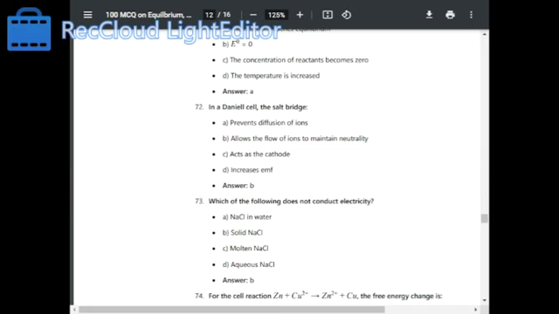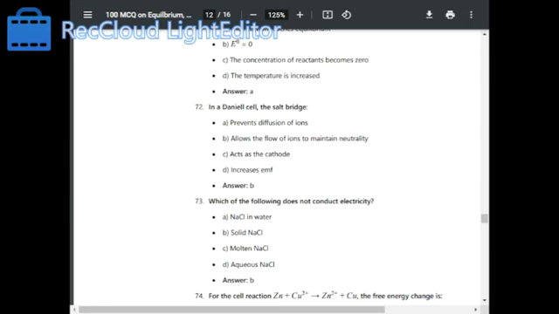Question number 72. In a Daniell cell, the salt bridge: option A, prevents diffusion of ions; option B, allows the flow of ions to maintain neutrality; option C, acts as a cathode; option D, increases EMF. The correct answer is B. In a Daniell cell, the salt bridge allows the flow of ions to maintain neutrality.